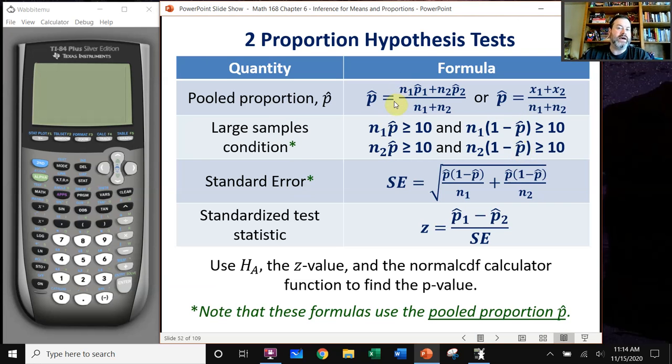So anytime you're doing a hypothesis test with two proportions or a difference of proportions, you need to compute this pooled proportion first. There are two different formulas for it. They're the same thing. It just depends on what you're given in the problem. If you're given n and p hat, or n1 and p hat 1, n2 and p hat 2, use this formula. If you're given the number of successes in each group, just use this formula.